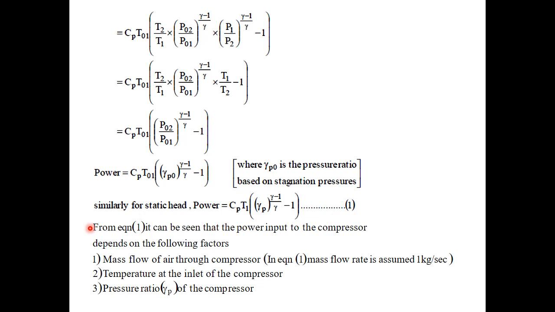Now from equation number 1, it can be seen that the power input to the compressor depends on the following factors. The first one is mass flow of air through the compressor. Here in the final equation, mass flow of air is not there because we already assumed that it is 1 kilogram per second, but it depends on the flow of air. Second is the temperature of air at the inlet of the compressor, T1, and the third term being the pressure ratio, that is gamma P of the compressor.